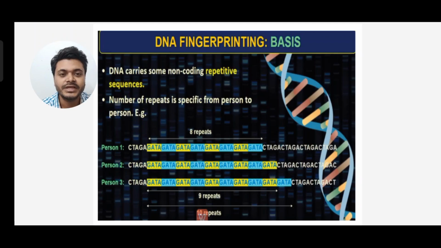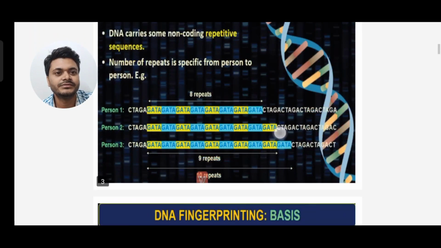So we know that there are many repeats in DNA, and they vary from person to person and are specific. You can see the nucleotides here, the gene here, and the bases. The first person has 8 repeats, the next one 9, and the third one 10 repeats.